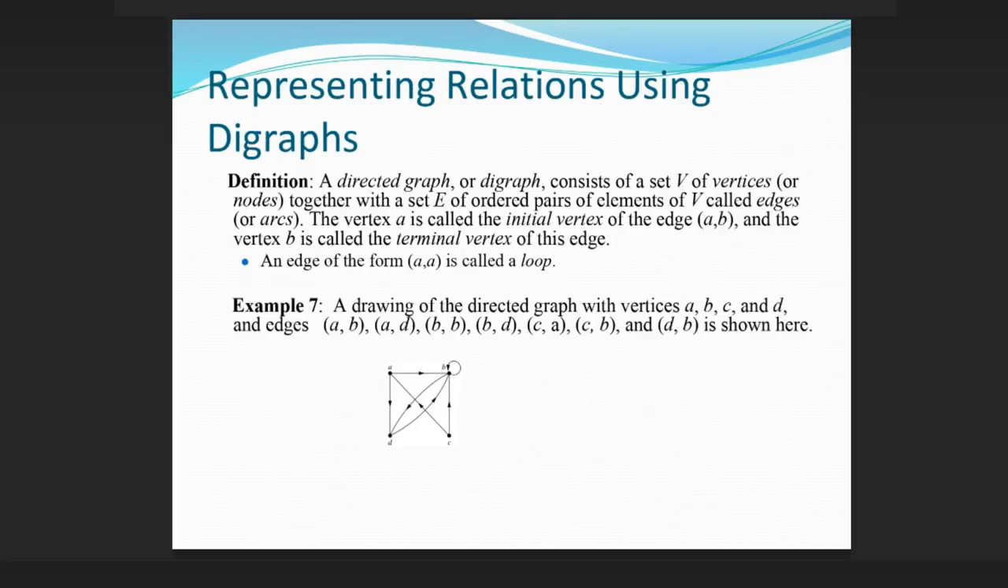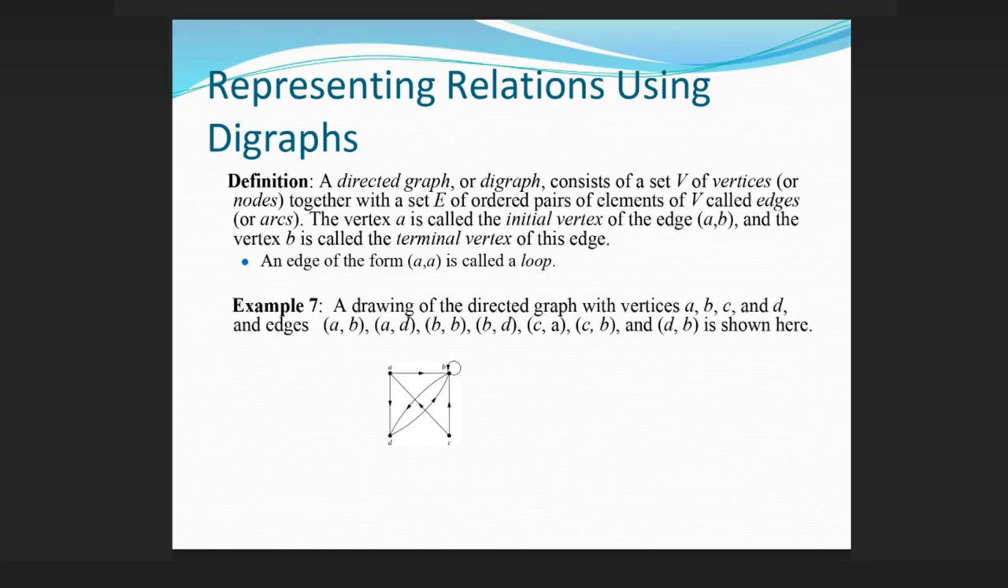Representing relations using digraphs. Definition: a directed graph or digraph consists of a set V of vertices or nodes together with a set E of ordered pairs of elements of V called edges or arcs. The vertex A is called the initial vertex of the edge (A, B), and the vertex B is called the terminal vertex of this edge. An edge of the form (A, A) is called a loop.